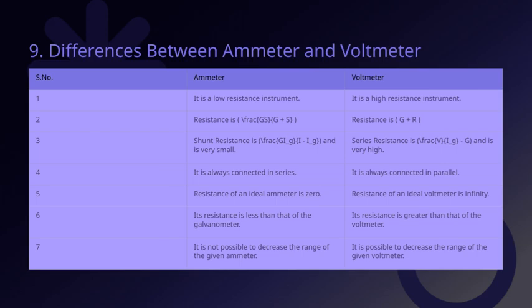Finally, when we think about adjusting these instruments, increasing or decreasing their range, there's a difference. For an ammeter, it's not possible to decrease the range of a given instrument easily because it requires changing its internal shunt resistance. But for a voltmeter, it's feasible to decrease its range by modifying its series resistance, making it more versatile depending on the measurement needs. So, understanding these distinctions helps us select and use these instruments correctly in various electrical measurements and ensures accurate, reliable readings.